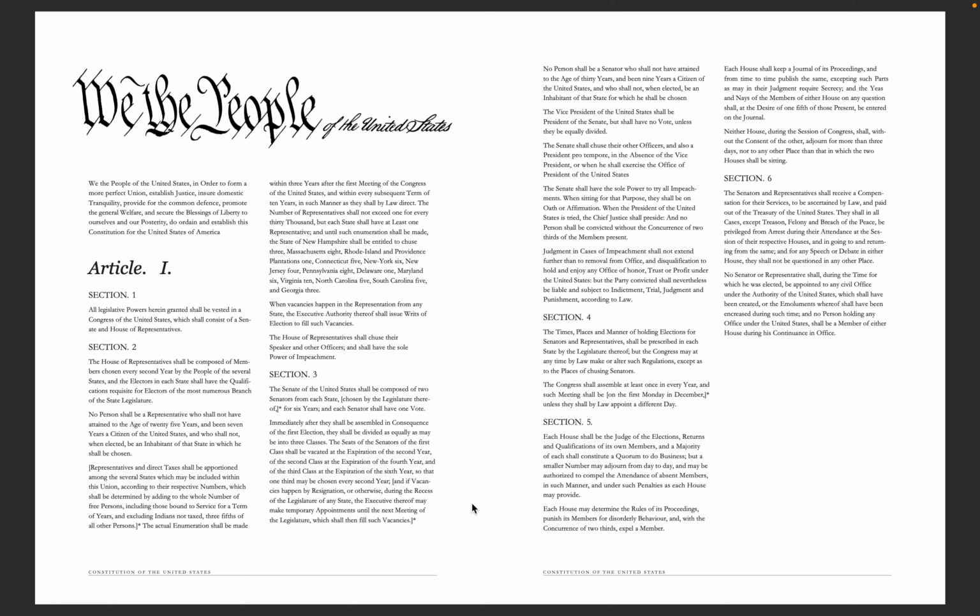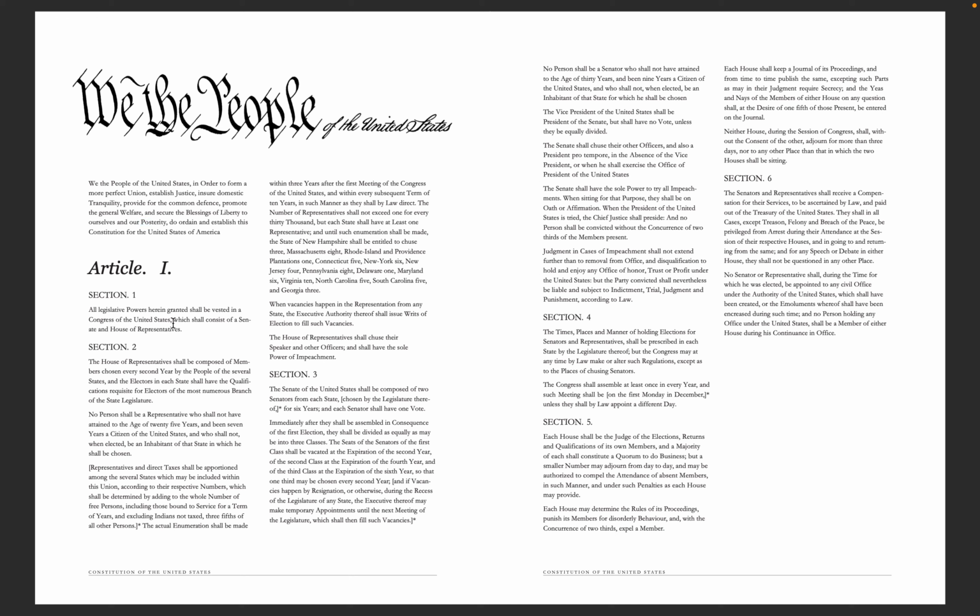So, the first words are very famous, we the people of the United States. This is to symbolize how the people have the power instead of a king that we were fighting so hard to get away from. It says, we the people of the United States, in order to form a more perfect union, establish justice, ensure domestic tranquility, provide for the common defense, promote the general welfare, and secure the blessings of liberty to ourselves and our posterity, do ordain and establish this Constitution for the United States of America. Posterity here simply means the future generations.